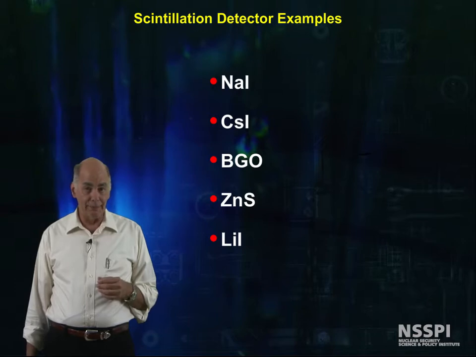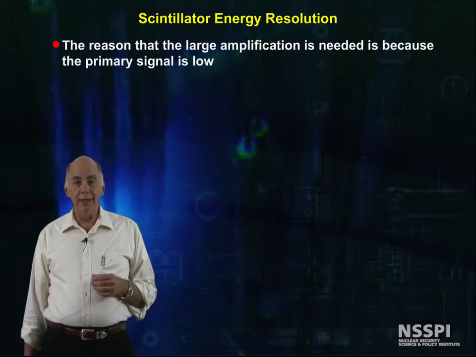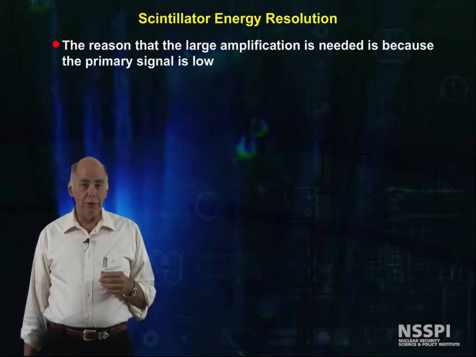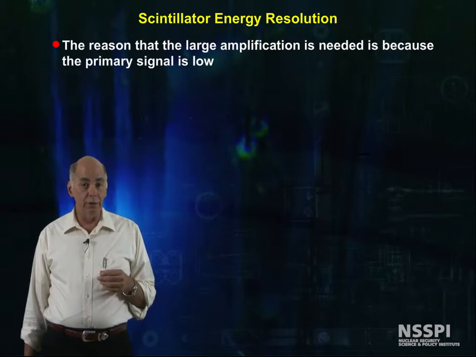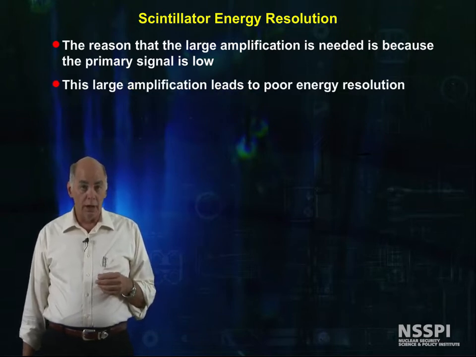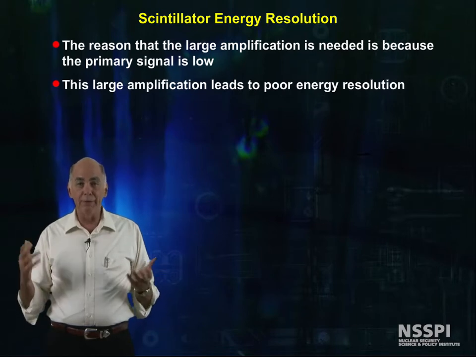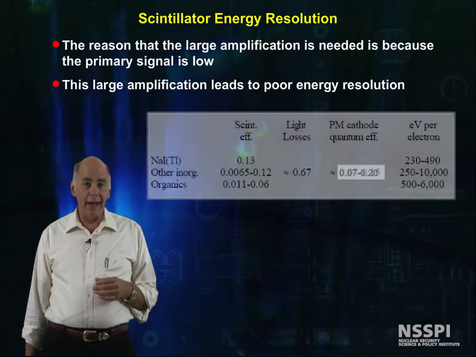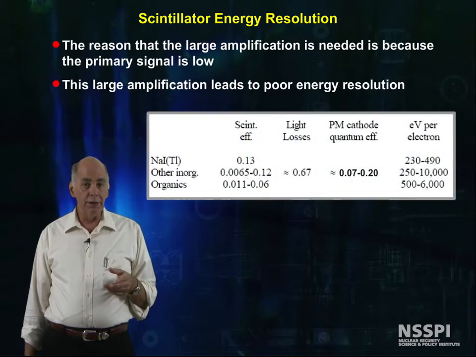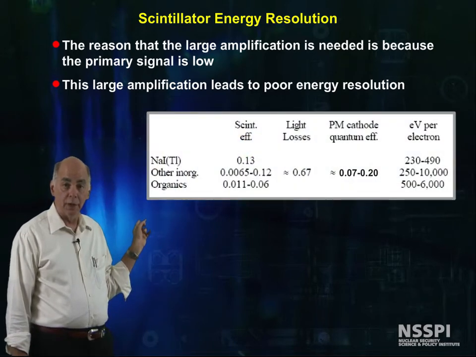The main reason that photomultiplier tubes are needed is that we need a large amplification because the primary signal out of the scintillation material is low. Unfortunately, this large amplification leads to poor energy resolution. To see the battle that we're trying to fight, let's pick typical values here.